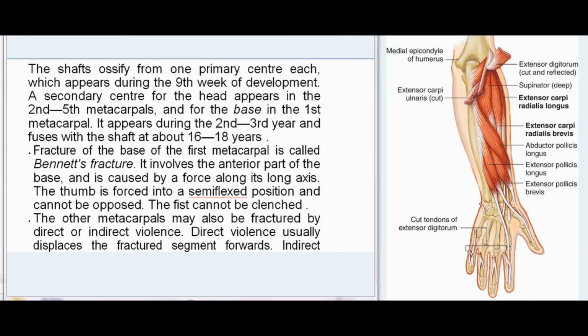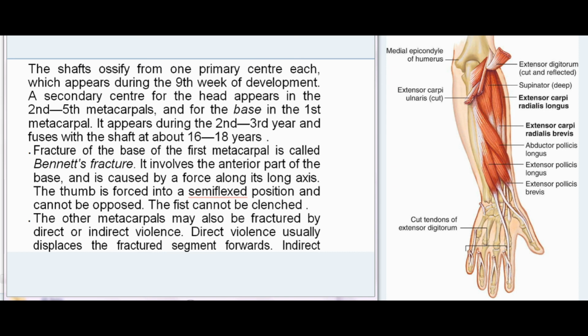The shafts ossify from one primary center each, which appears during the 9th week of development. A secondary center for the head appears in the 2nd to 5th metacarpals, and for the base in the first metacarpal. It appears during the 2nd and 3rd year and fuses with the shaft at about 16-18 years.